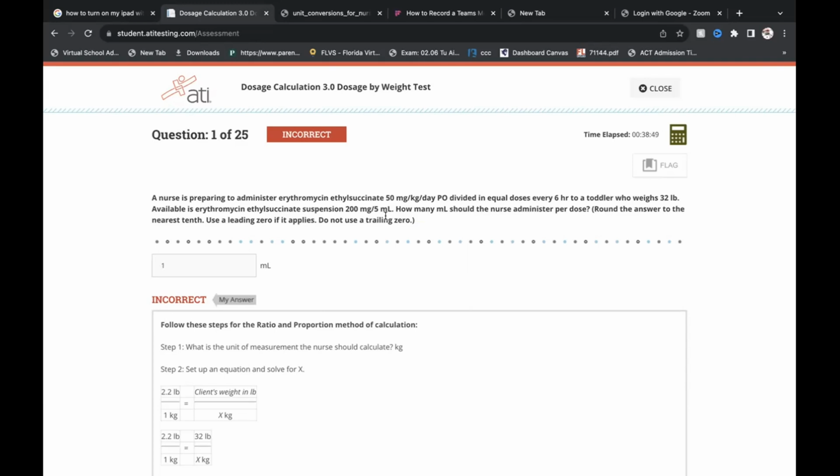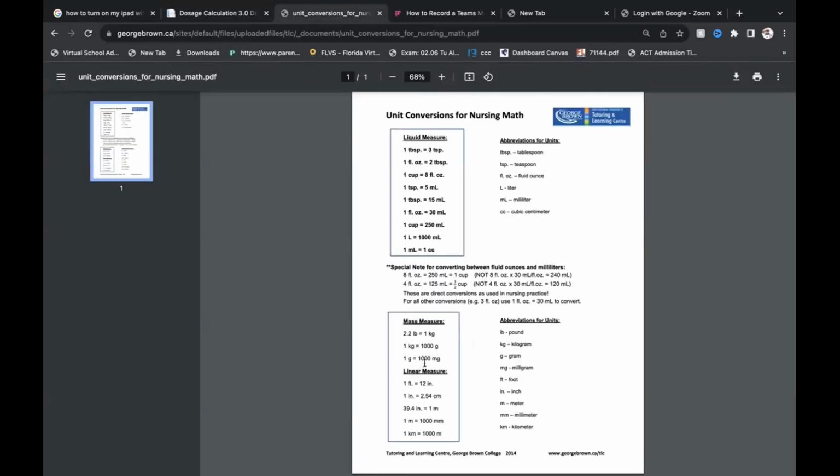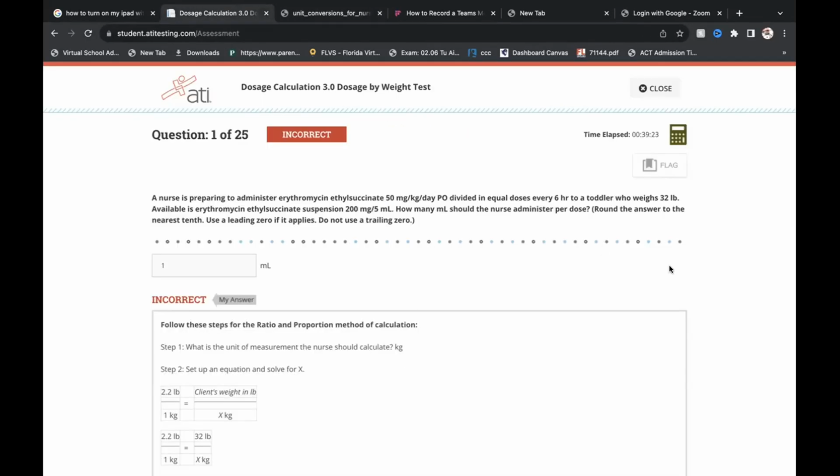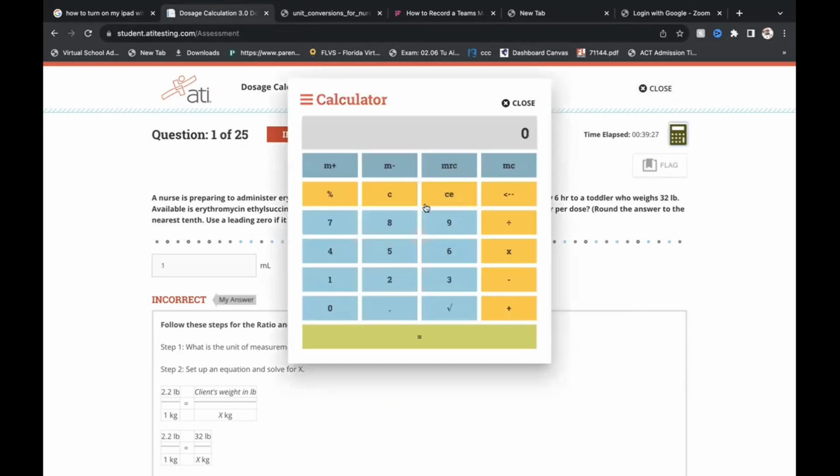So the first thing that you want to do is change this 32 pounds to kilograms because right here it says 50 milligrams per a kilogram. So it will be easier for us to know how many to administer if we can convert this pound to kilogram. Now, in this unit conversion sheet that I found, it says right here there's 2.2 pounds in 1 kilogram, which means for every 1 kilogram, there's 2.2 pounds. So we're going to have to divide 32 by 2.2. That equals 14.54.